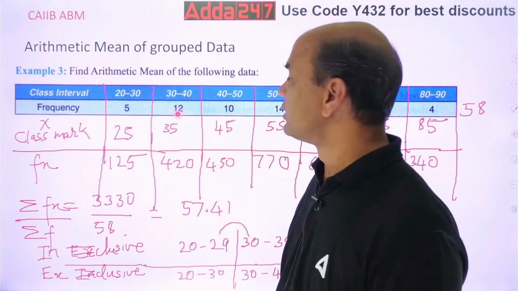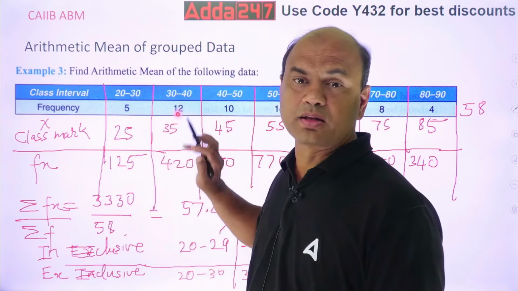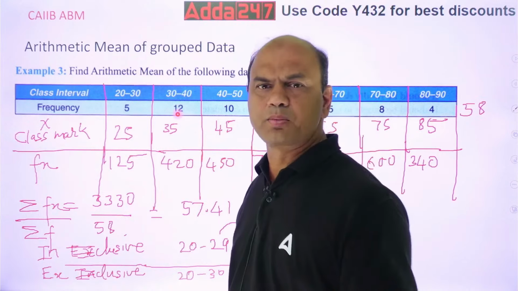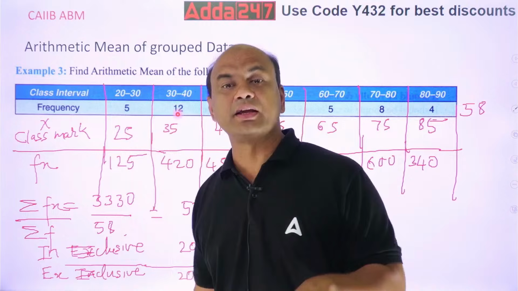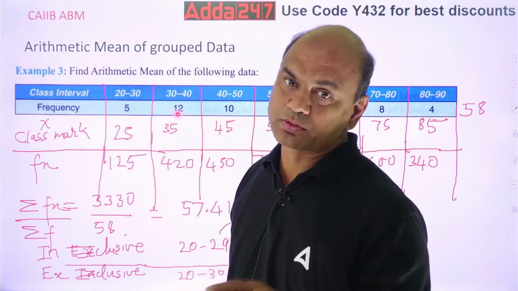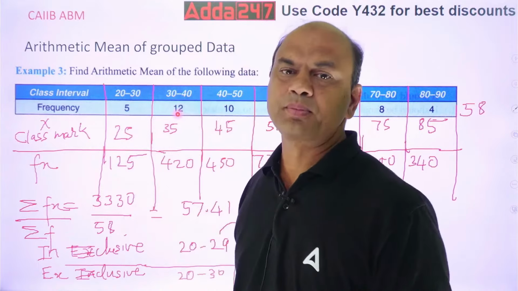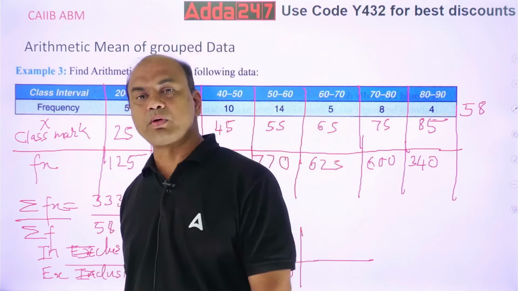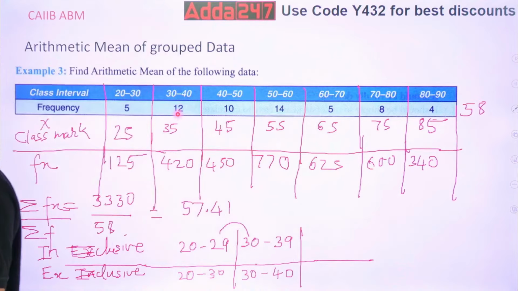Now one question still remains. I asked you, this is the grouped data, and you gave me the answer. Now which is this group? Is it an inclusive group or is it an exclusive group? This one, 20 to 30, 30 to 40, 40 to 50. What do you say? Inclusive or exclusive?